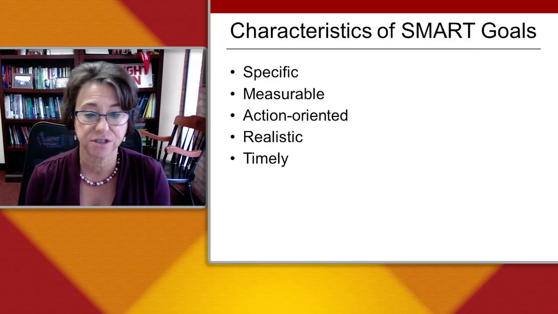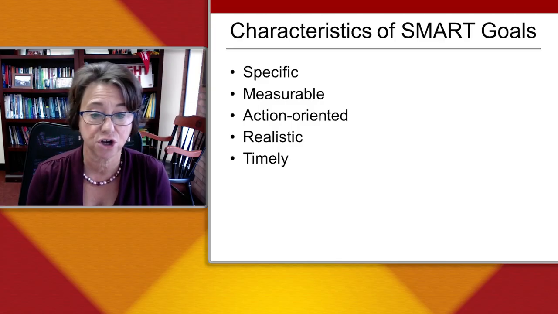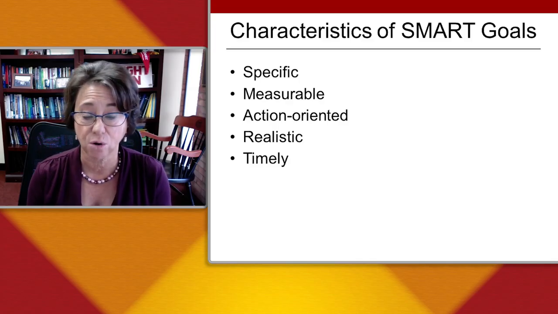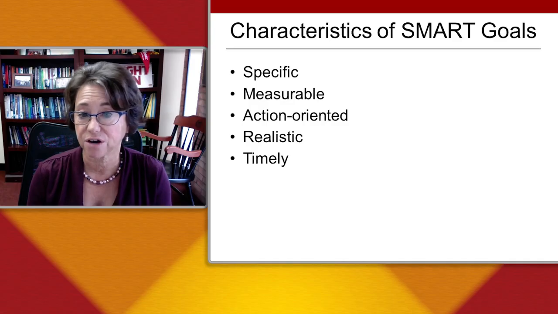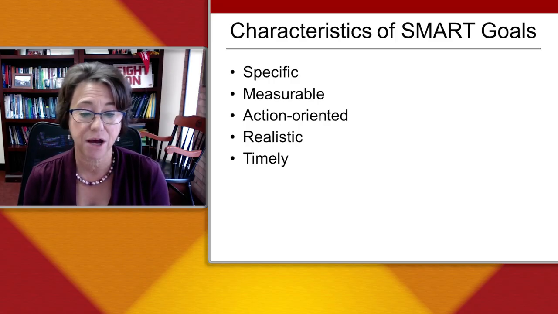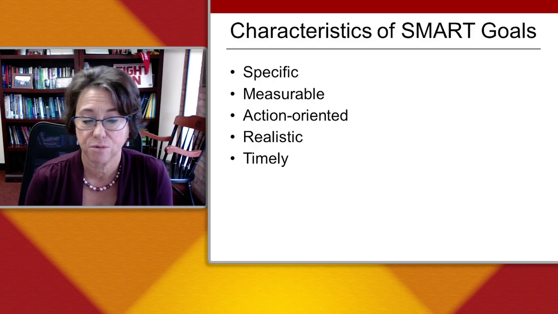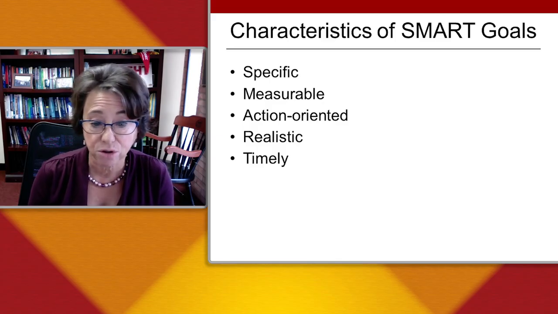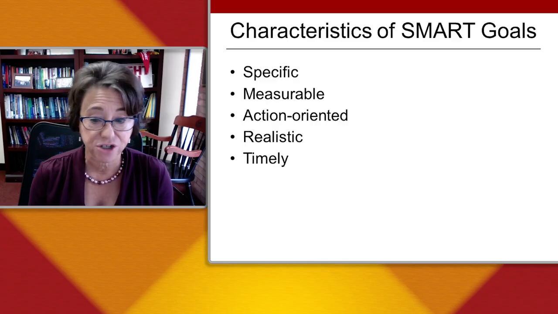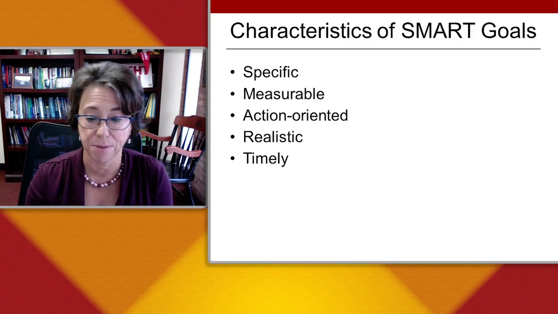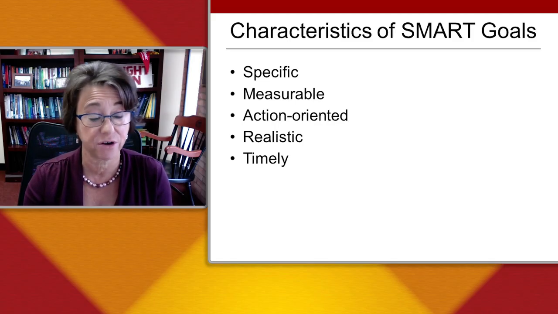Let's remind ourselves from our unit on social, cognitive, and self-regulation that there are different types of goals, and an important characteristic of goals is whether they're SMART goals. So when we talk about the content of goals, remember that we talk about whether they're specific, measurable, action-oriented, realistic, and timely. These are the features of SMART goals that are very important to keep in mind as you consider goal theory and goal orientation.